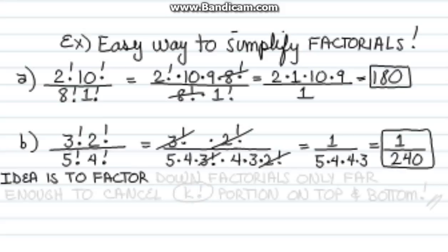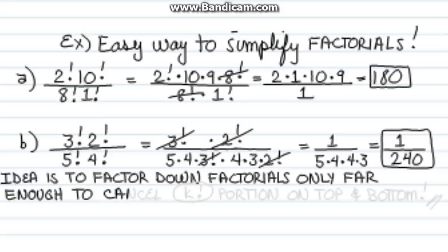So what I've shown you is that the idea is to factor down the factorials only far enough to cancel with the factorial portion on either the top or the bottom, the opposite side of the fraction, so that you don't have to expand every one of these all the way down. And it really saves you a lot of time and a lot of trouble.